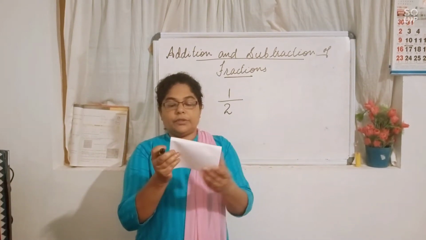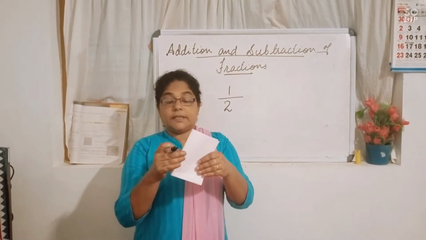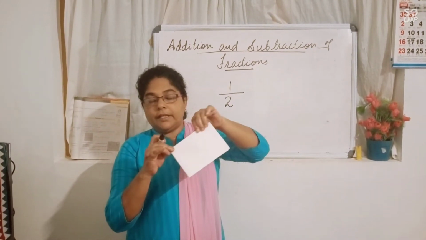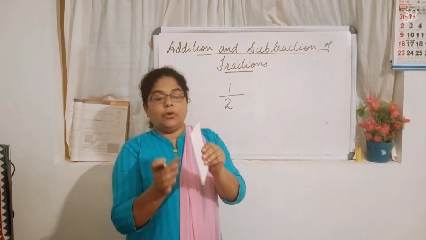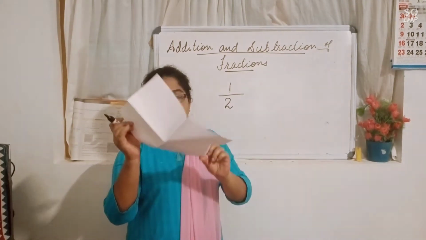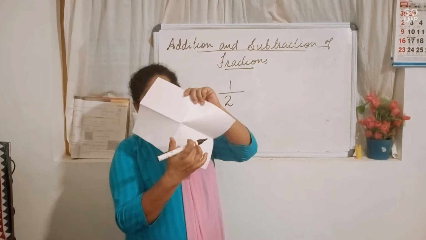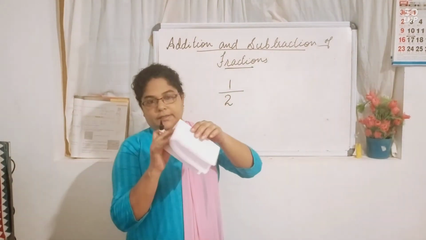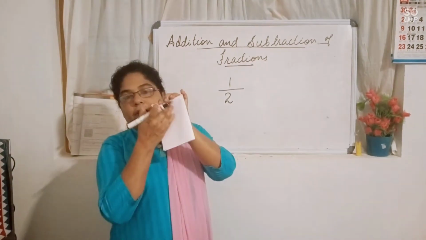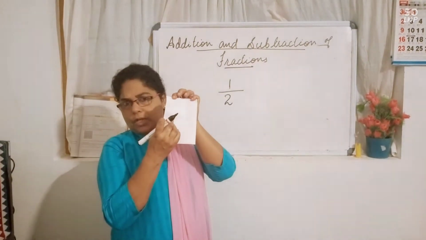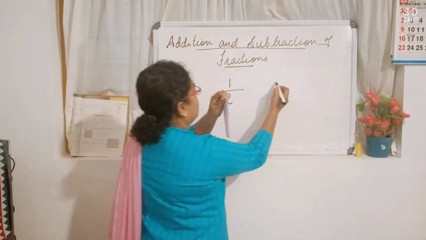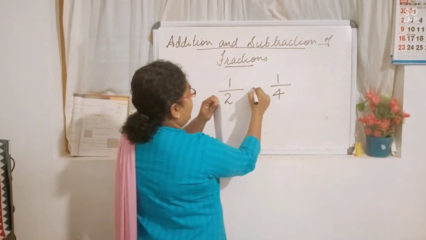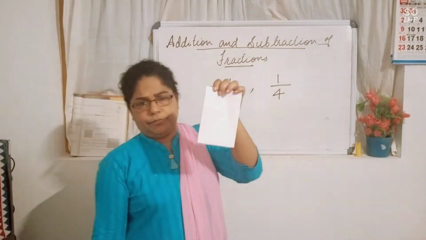Again I am going to take this half piece and one more time I cut. Now how many portions did I make? 4 portions. 1, 2, 3, 4. I made 4 portions. So we are considering one portion. This is one portion out of the 4. So how much is it? 1 by 4. Okay. This is another 1 by 4.